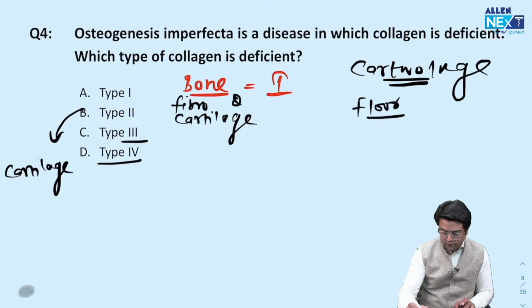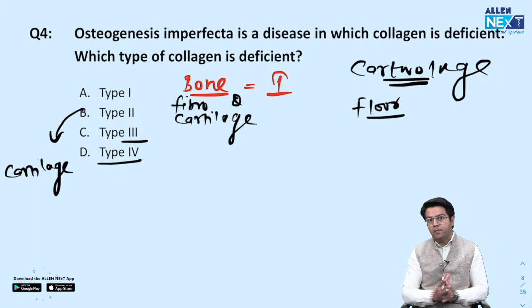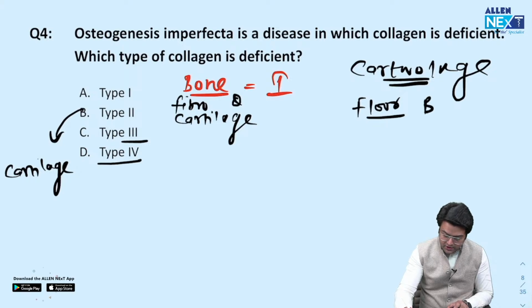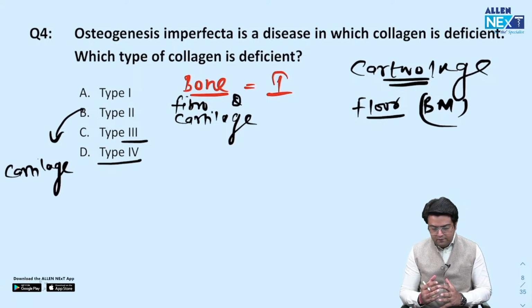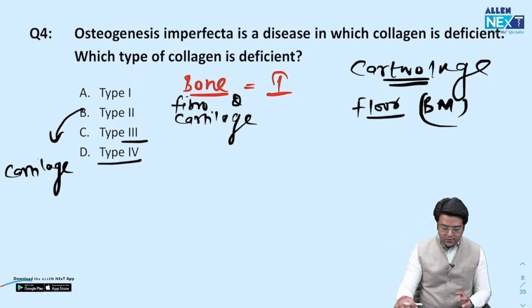Then type 3, and 4 for the floor, right? Just to remember, floor means like basement membrane. Okay. So that is basement membrane. Clear to all? Fine. Yes, Dr. Anil Soni, not ECF, that is ECM. Okay, fine. So that is question number 4, done.